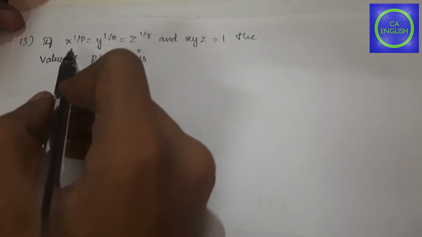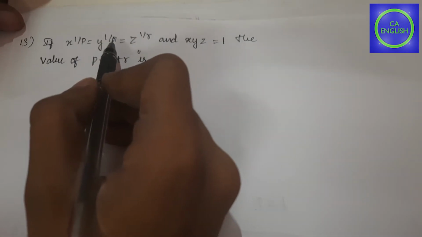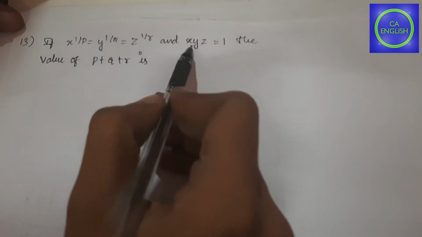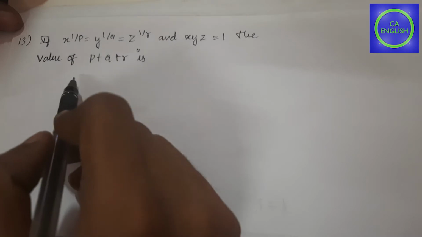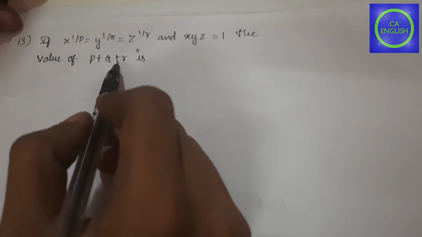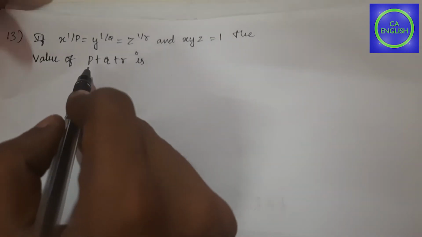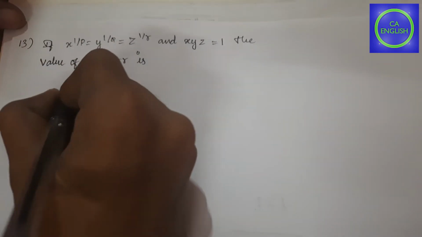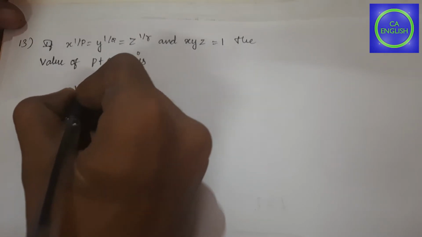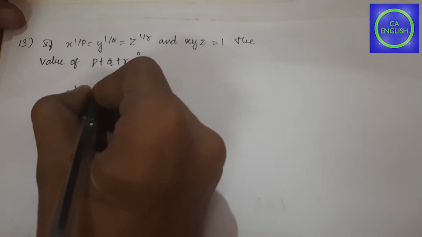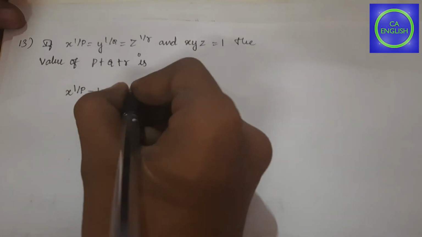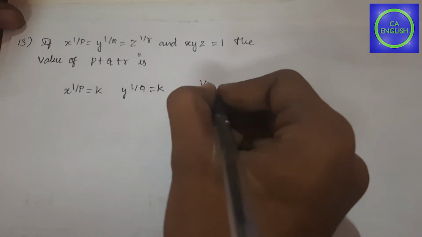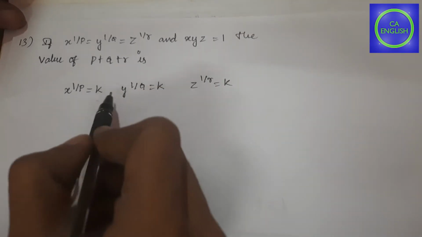13th sum: if x power 1 by p is equal to y power 1 by q is equal to z power 1 by r, and xyz is equal to 1, what is the value of p plus q plus r? They are asking to find the value of p plus q plus r. Now we can write x power 1 by p is equal to k, y power 1 by q is equal to k, z power 1 by r is equal to k. Here I am taking k as a constant.